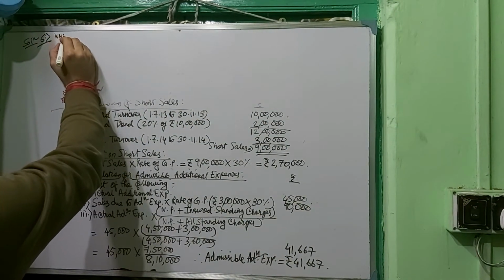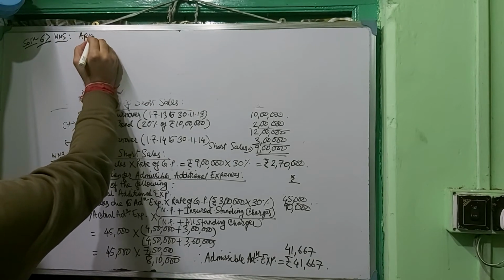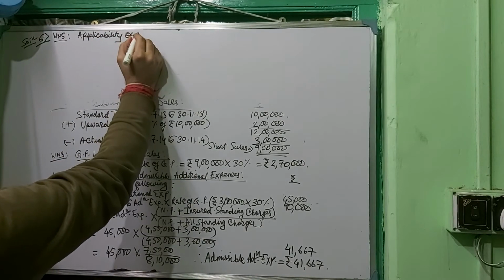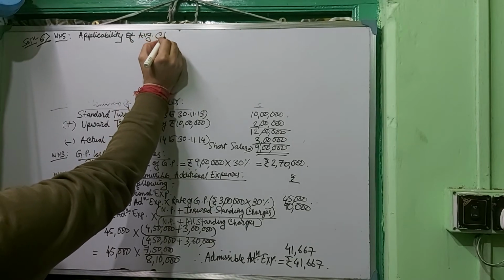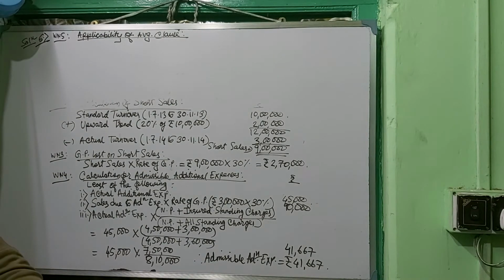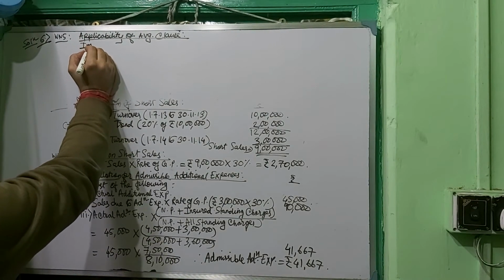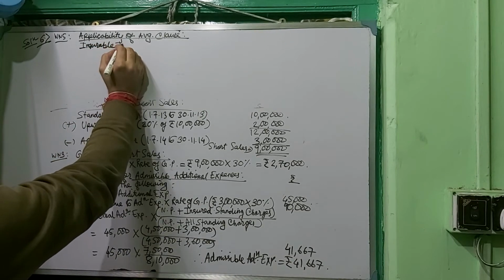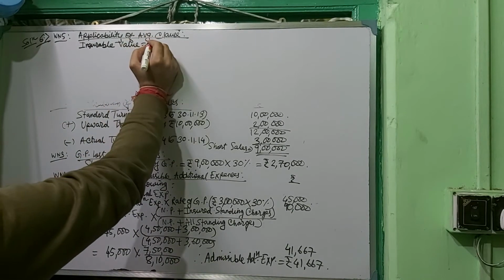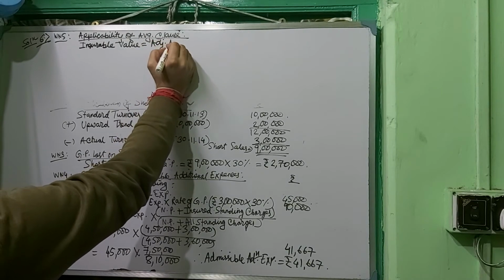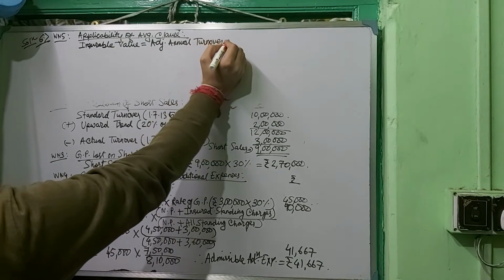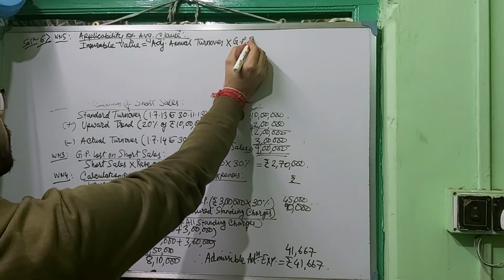So working note 5, applicability of average clause. Insurable value, you have to calculate. Insurable value is equal to adjusted annual turnover into GP rate.